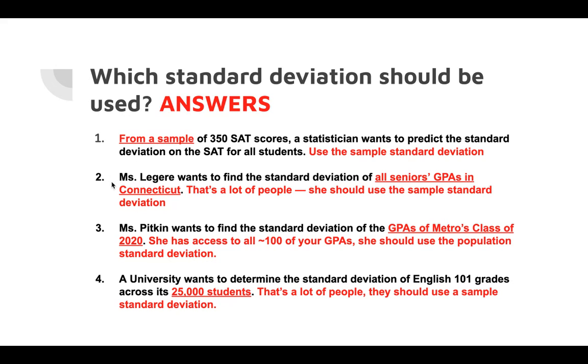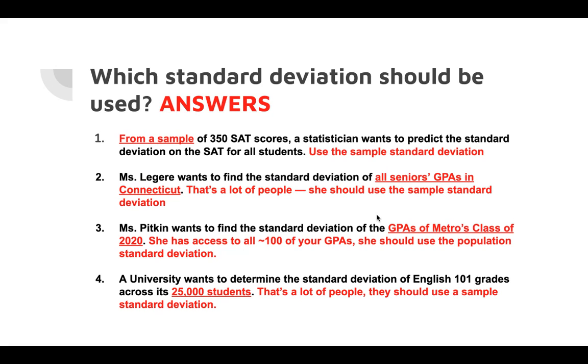In the second example, Ms. Legier wants to find the standard deviation of all seniors' GPAs in Connecticut. I'm not sure exactly how many seniors in high school there are in Connecticut, but I know there's no way Ms. Legier could easily get all of that information. So she's going to take a sample, which means she should use the sample standard deviation.